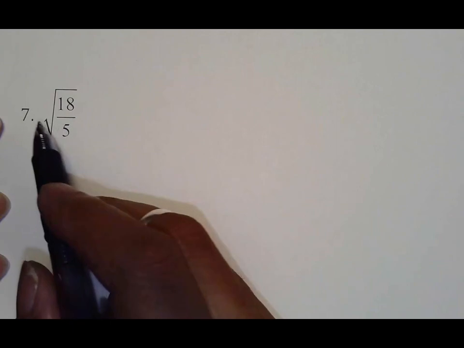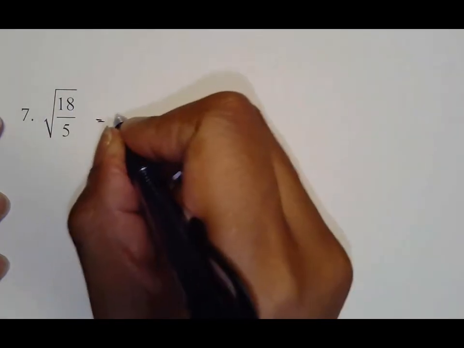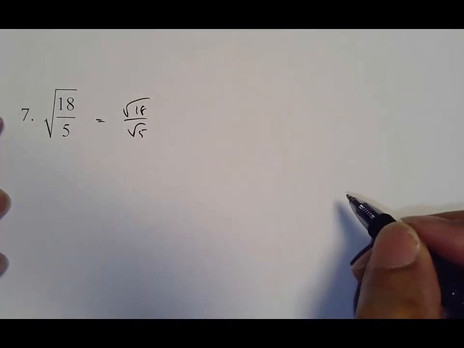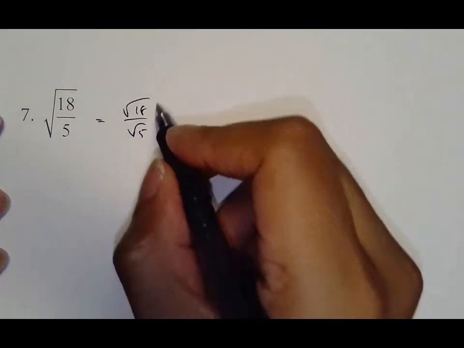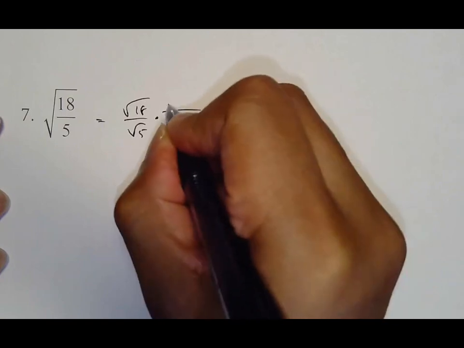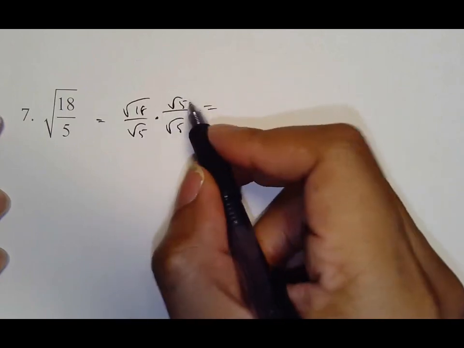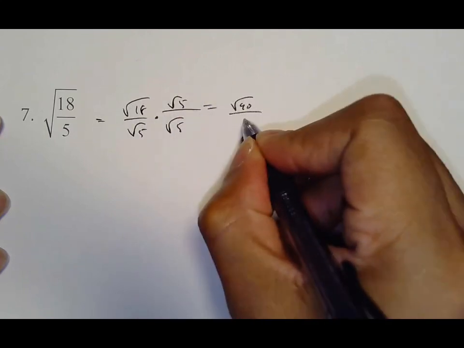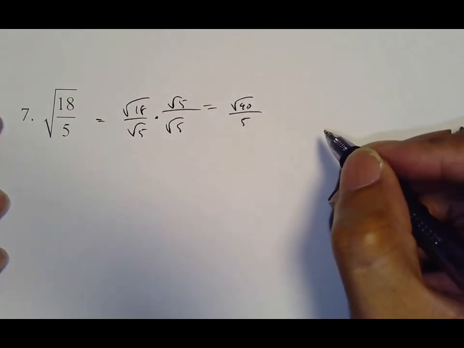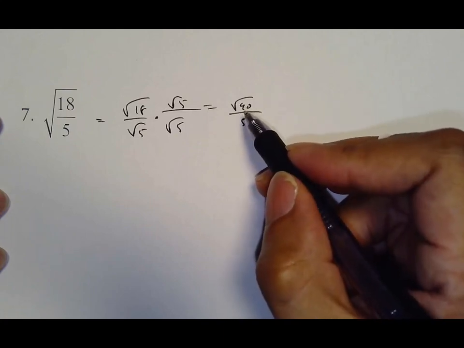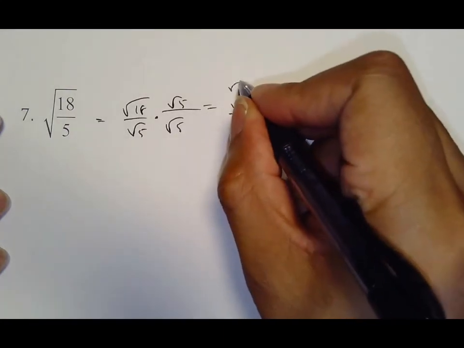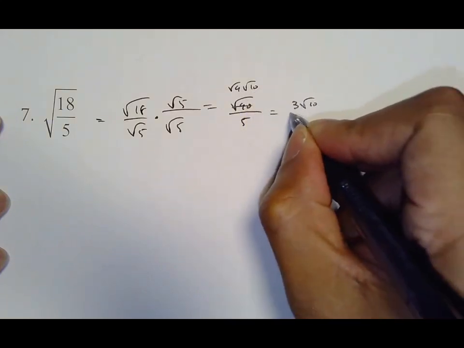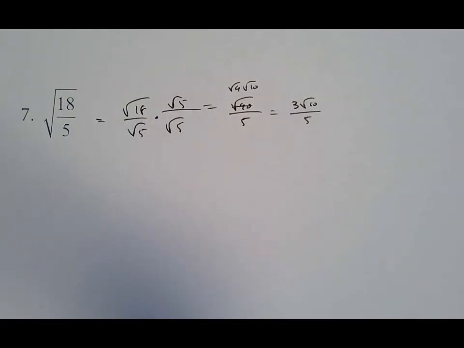Root 18 over 5. This is one fraction. Anytime you have one fraction, what you want to do with a root is split the root to be 2 of them. Now we want to get rid of the root 5 by multiplying by root 5 on top and bottom. 18 times 5 is 50 plus 40, so root 90 over 5. Hey, 90, that's a perfect number. 90 is 9 times 10, which means that this is 3 root 10 over 5 in the very end.